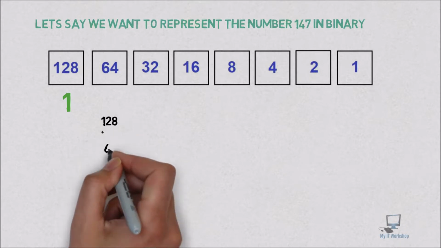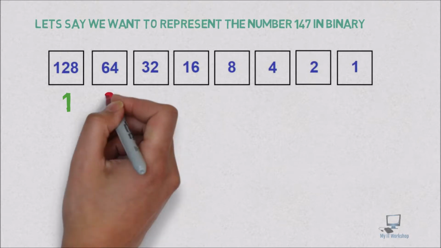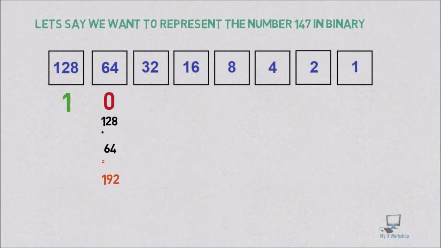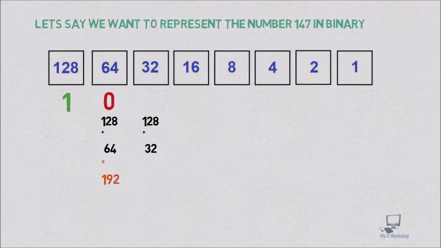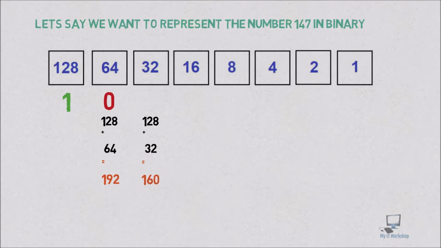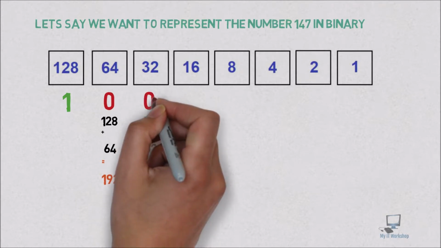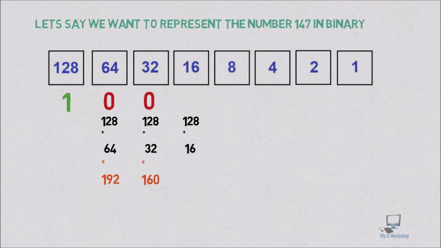I put a 1. What about 64? 128 plus 64 is 192. A little too high, so I don't need 64. What about 32? Well, let's see. 128 plus 32 is going to be 160. It's still too high, so I don't need 32. Let's try with the next one, 16. 128 plus 16 is going to be 144. Yes, I need 16.